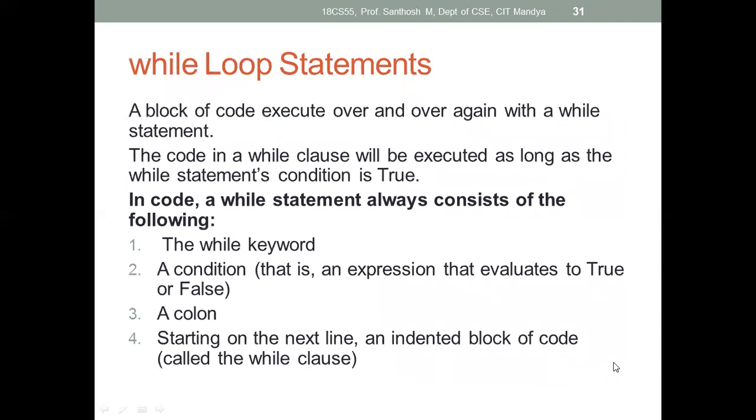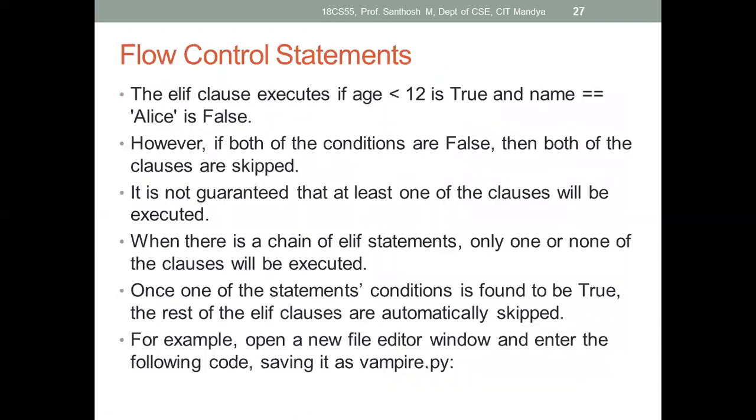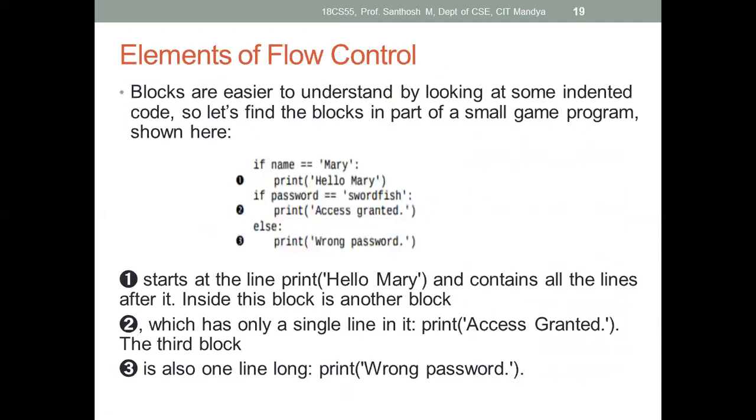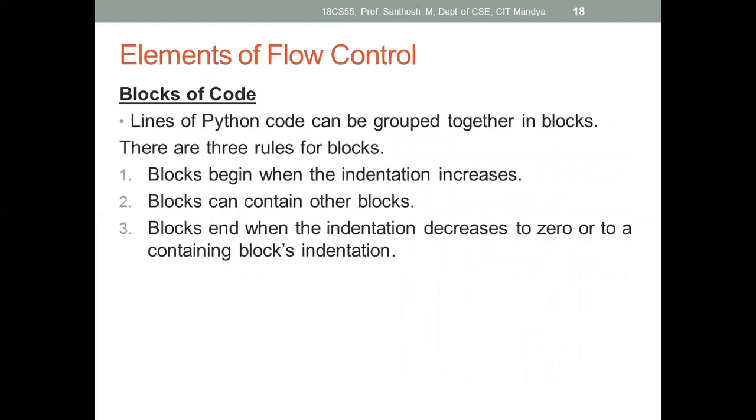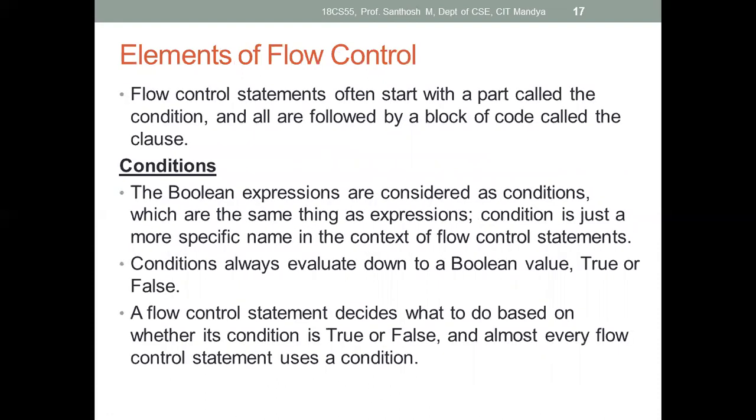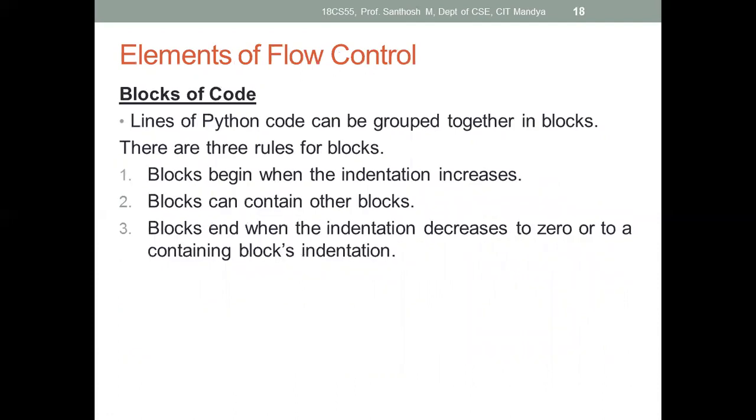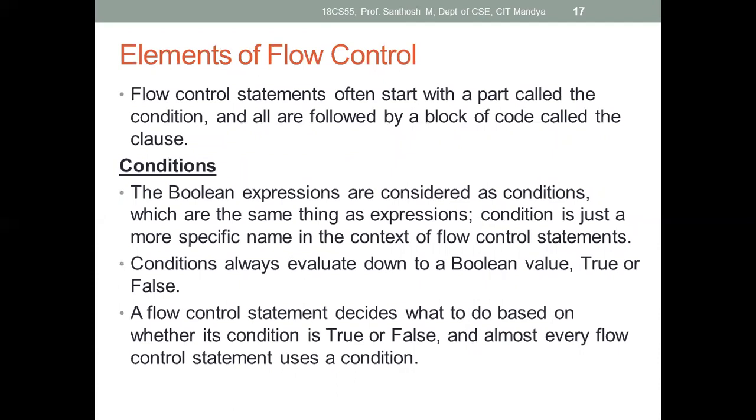In the next video we start with looping statements. In today's session, we discussed the elements of flow control. Quickly recapping, for writing flow control elements, the main things are conditions and clauses. Conditions give output in the form of Boolean values, so we write the condition as a Boolean expression, followed by a clause. The clause is a block of code.